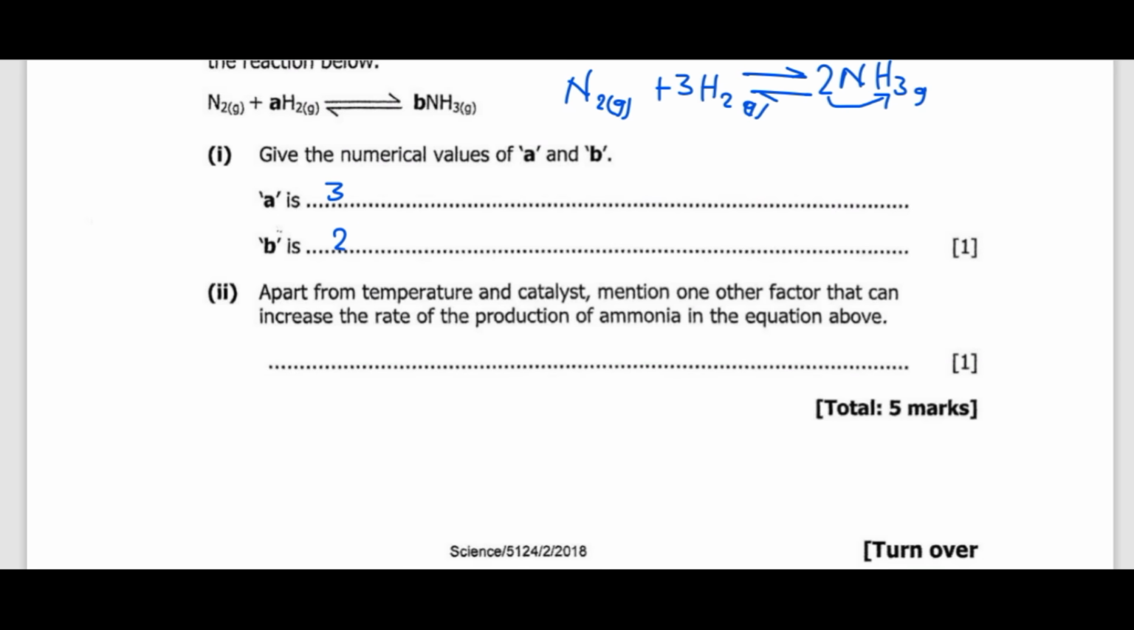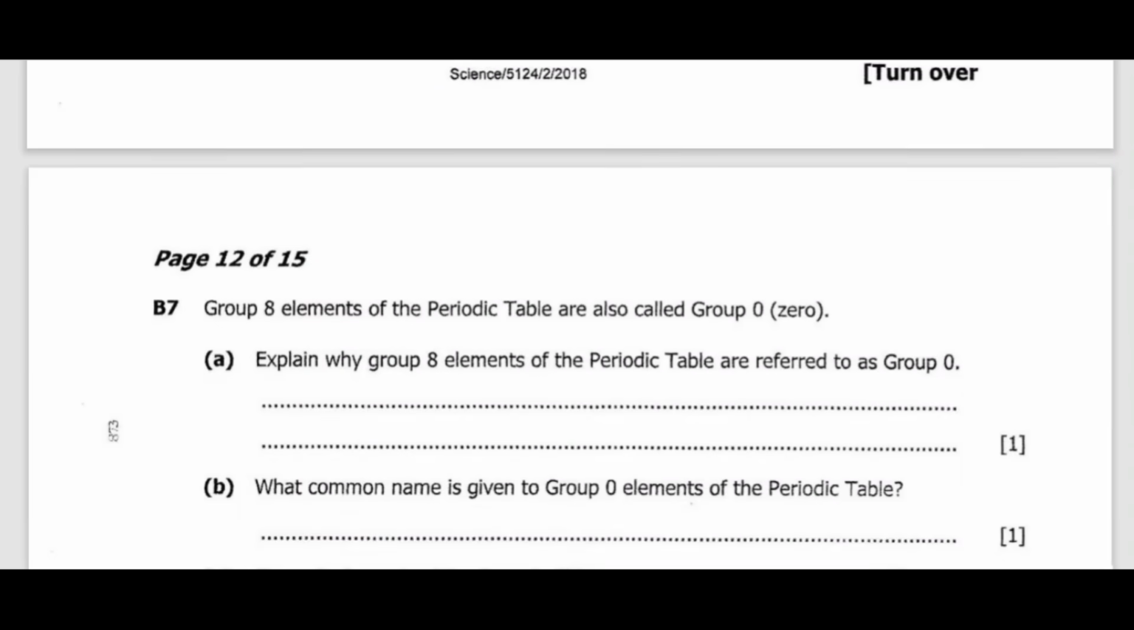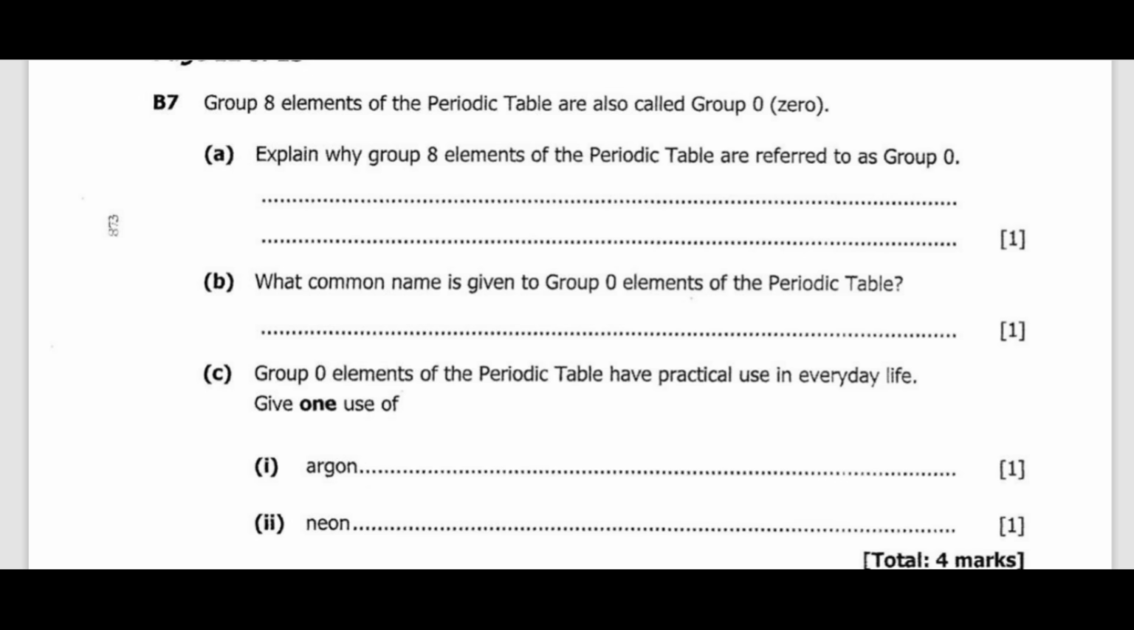Then apart from temperature and catalyst, mention one other factor that can increase the rate of production of ammonia in the equation. So here there are 3 conditions that must be there for the formation of ammonia in the Haber process to succeed. So apart from temperature and catalyst, the other one is pressure. So we need the pressure. Then we move on to question 7.